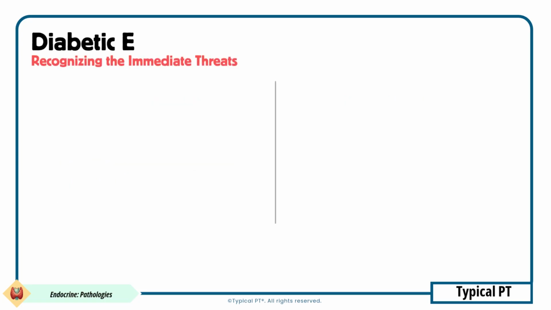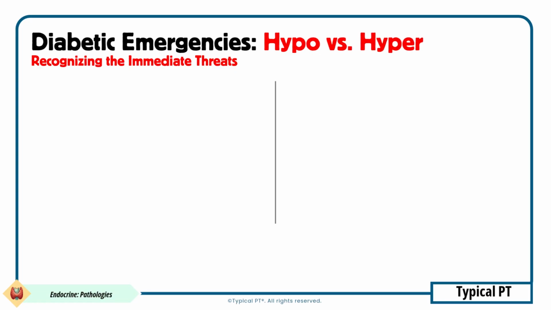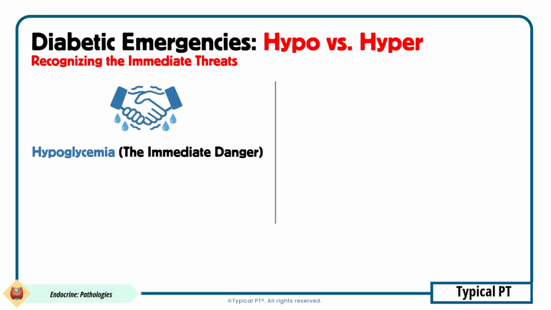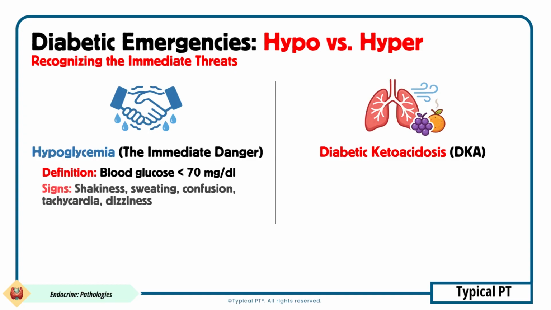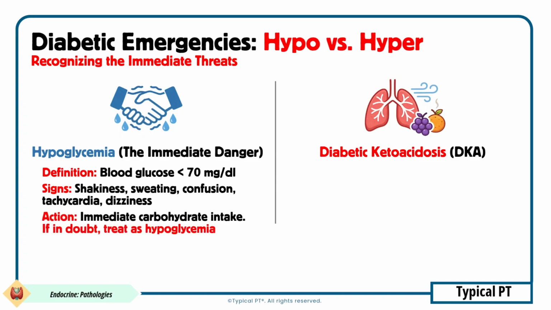Diabetic emergencies happen when blood glucose drops too low or rises too high. An example of this is hypoglycemia and diabetic ketoacidosis. Hypoglycemia occurs when blood glucose falls below 70 milligrams per deciliter. Signs include shakiness, sweating, confusion, fast heart rate, and dizziness. Treat immediately with carbohydrates. If unsure whether a patient is hypo or hyperglycemic, treat for hypoglycemia first.